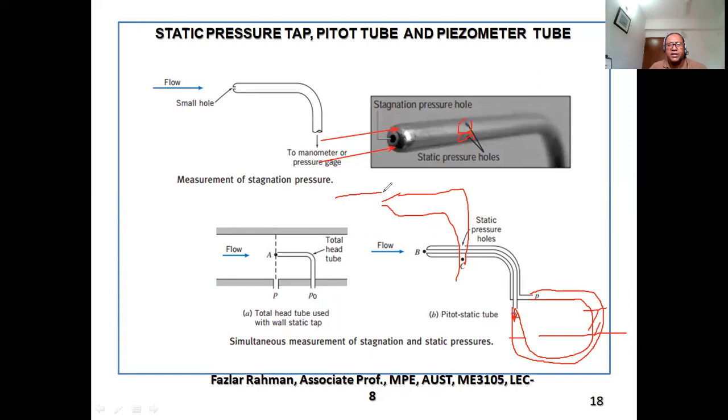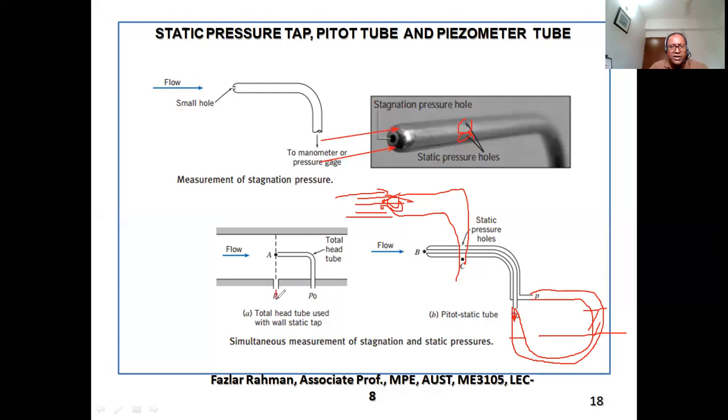So fluid coming around this hole will immediately be stopped. Some fluid will go through this line, it's possible, right? But it will immediately stop due to the L shape. So that's why right over here pressure will increase. It becomes stagnation pressure. But if you make a hole in the wall, it's called a static tap. So there will be static pressure.